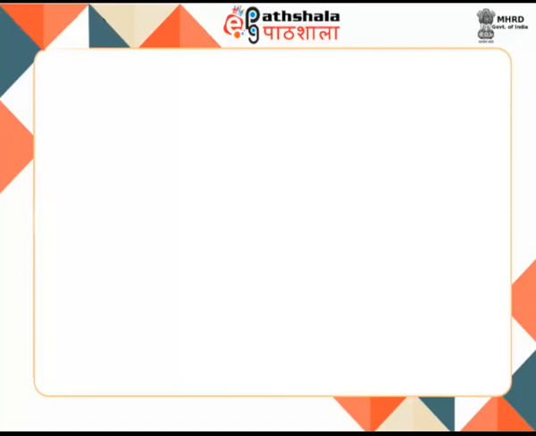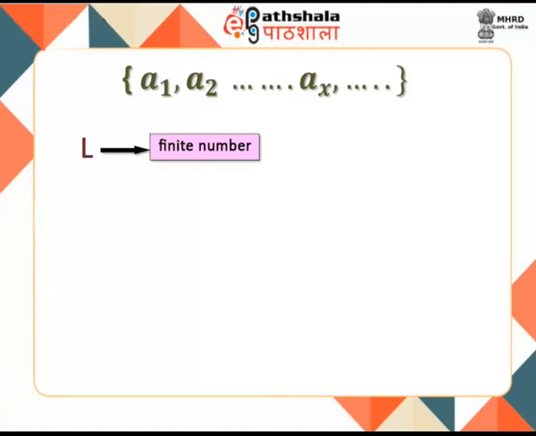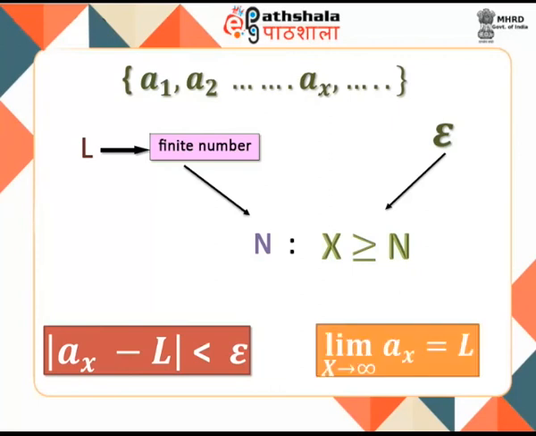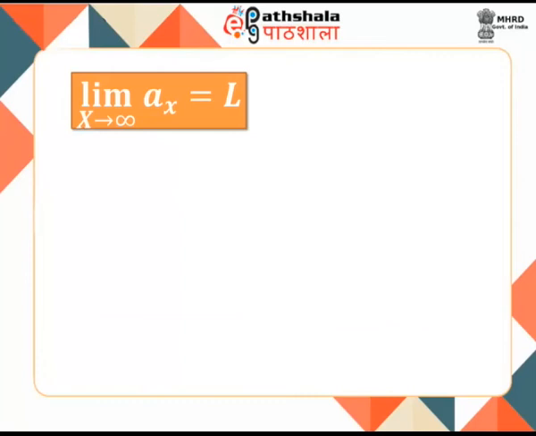Limit of a sequence. Let a1, a2, and so on be a sequence of real numbers. We say that a finite number L is the limit of this sequence if for any arbitrarily chosen small positive number epsilon there exists a positive number n such that for all x greater than or equal to n we have |a_x minus L| less than epsilon. This is also written as limit of a_x as x tends to infinity is equal to L. If the limit of a_x as x tends to infinity is equal to a finite number L, the sequence is called a convergent sequence.